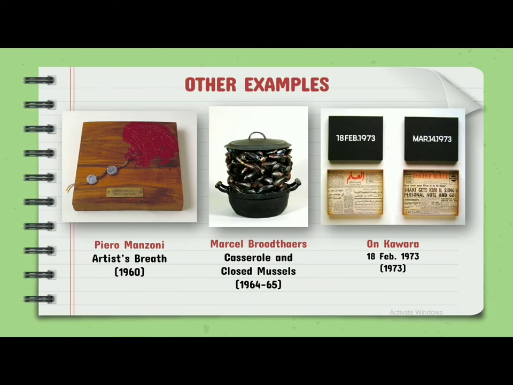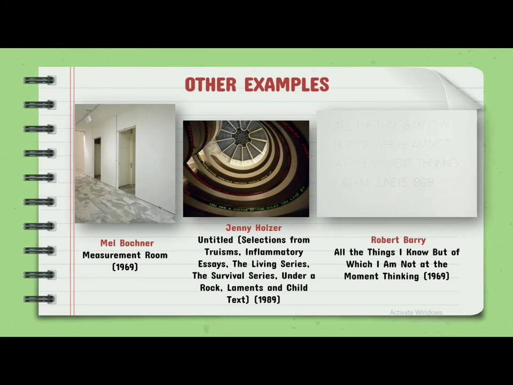Other famous conceptual arts are Artist's Breath by Piero Manzoni, Casserole and Close Muscle by Marcel Broodthaers, and 18th of February 1973 by On Kawara. Also, Measurement Room by Mel Bochner, an untitled selection from Tourism, Inflammatory Essays, The Living Series, The Survival Series, Under a Rock, Lament and Child by Jenny Holzer, and All the Things I Know But of Which I Am Not at the Moment Thinking, 1969 by Robert Barry are some of the examples of conceptual art.